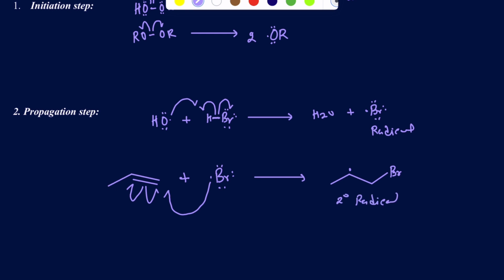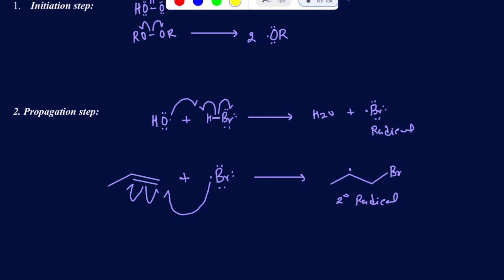Now, if someone says, why not use this carbon's radical here and combine it with the bromine? Well, if you do so, your bromine will go to the middle carbon, but then this carbon would eventually get the radical, and that would be a primary radical. So remember, I have to make sure I'm going through a more stable radical. So this is again a propagation step.